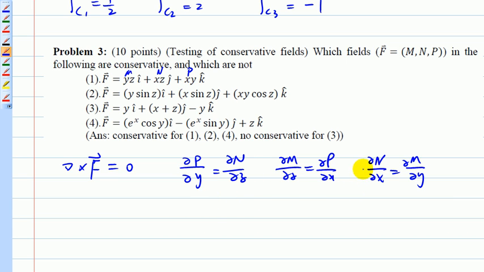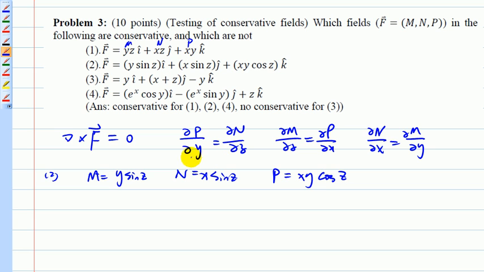But as I pointed out, let's take example number 2. When you calculate the partial derivative, this is m, this is n, this is p. Let's see, dp over dy. For part 2, m is y sine z, n is x sine z, and p is xy cosine z. So dp over dy, what do you do?